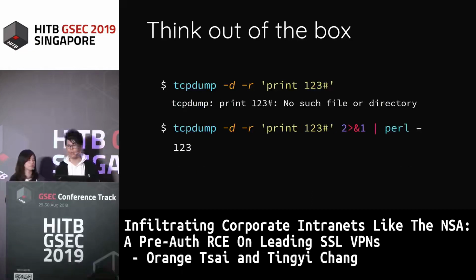However, when we try to use another file name, such as print123 with a hashtag, we try to pipe the standard error to Perl again, and the magic happens. The Perl prints out the 123 without errors.